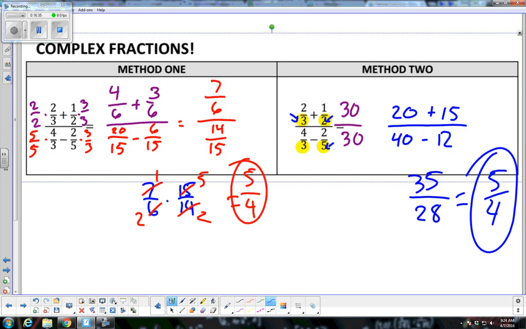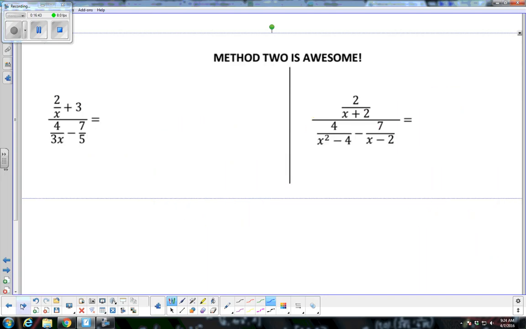Okay, let's take a look at this next section. Method 2 is awesome here because it's going to make our life a little bit easier. So if you're looking at this one, we have x, that's really a 1, 3x, and a 5. What do they all have in common? I think that's going to be a 15x. So if I multiply this top by 15x and this bottom by 15x, let's watch what happens. We got this 15x and this x is going to cancel, leaving me with just a 15. So 15 times 2 is 30, right?